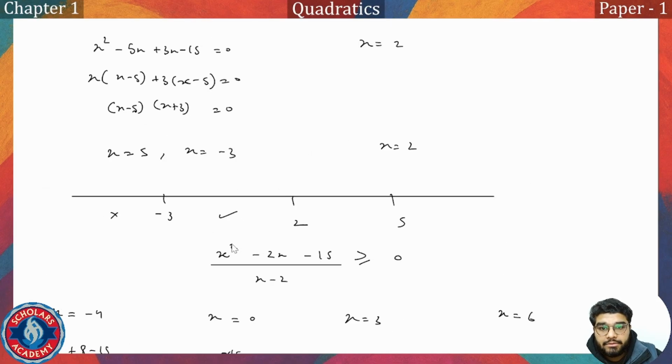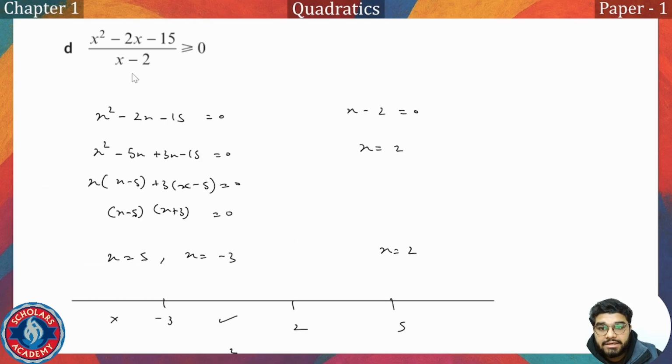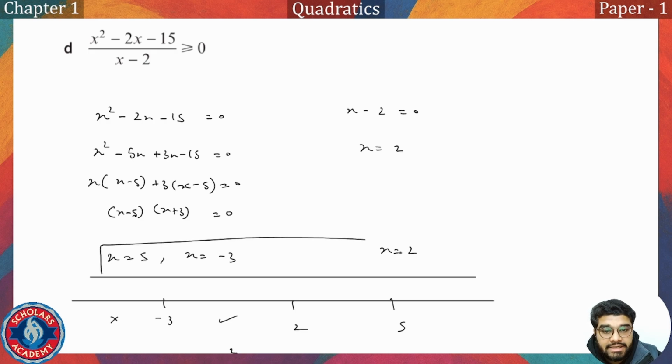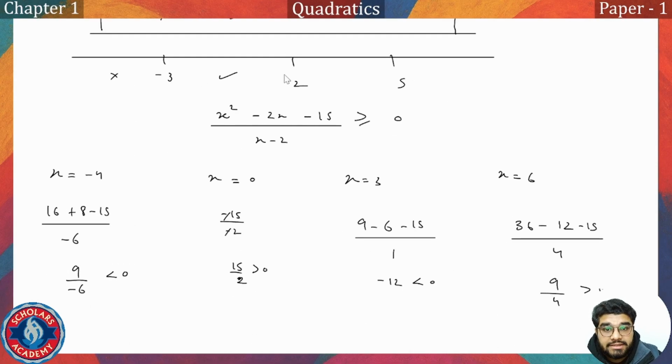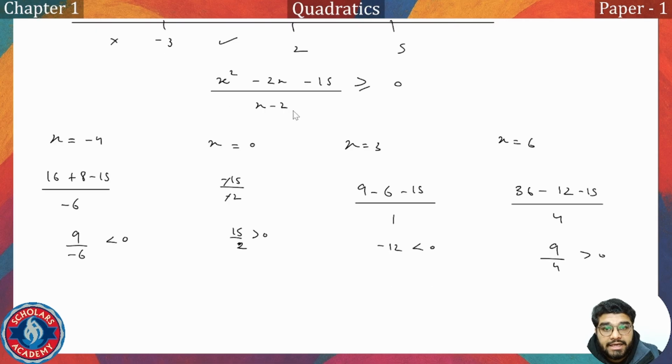But one point, the denominator should not become 0. For that, we will not take x is equal to 2. It's just the critical point. We were finding critical points over here, the points that will divide the real line and change the signs, right? But we will not choose x is equal to 2. So in this interval, I don't need this 2. I will not take this 2.